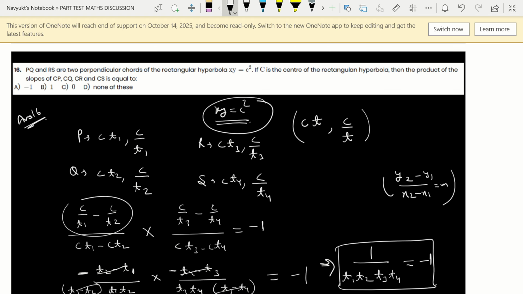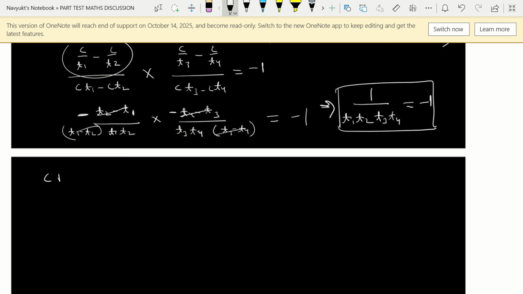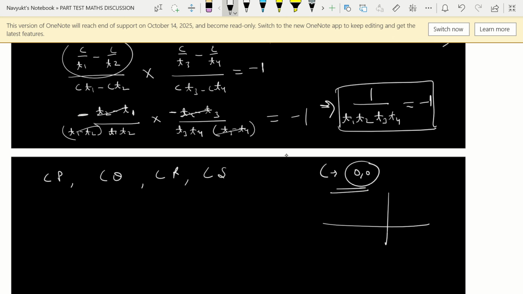Origin itself, right? So the product of slopes of CP, CQ, CR, CS. What is C? C is nothing but the origin, right? How does xy equal to c square look like? Xy equal to c square looks like this, right? This kind of hyperbola. So for that, the center is the origin itself.